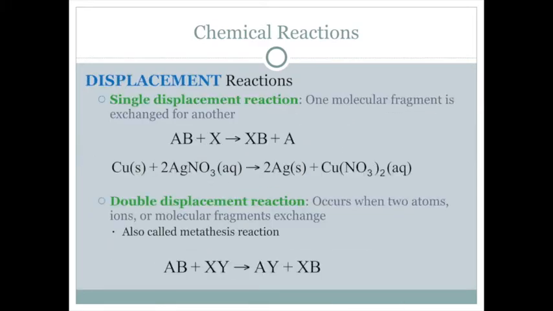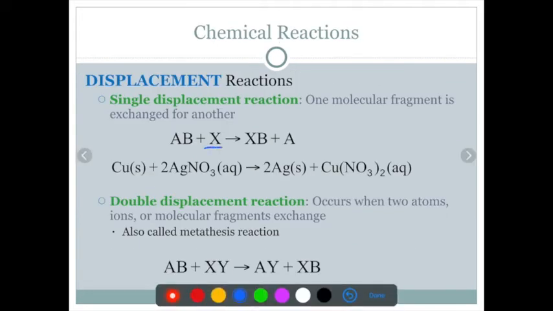Now the displacement reactions we're going to look at. With the single displacement, that's one you're just going to have to recognize, but the double displacement reactions, we're actually going to talk a lot about those, okay? So with single displacement, you have one reactant that's all by itself right here, and then another reactant that's combined, it has two things in it.